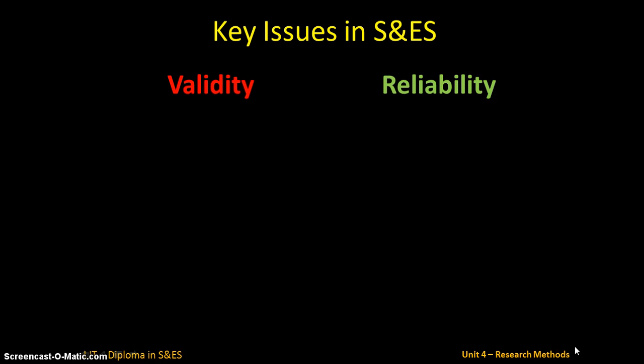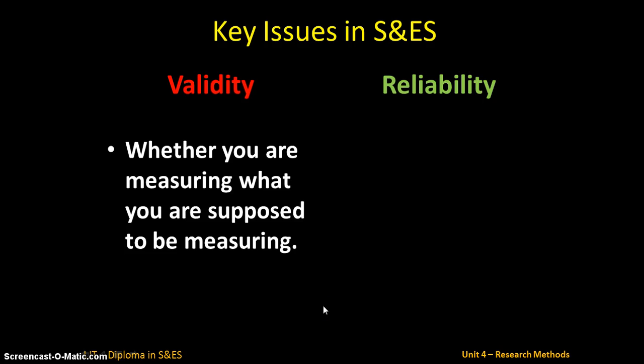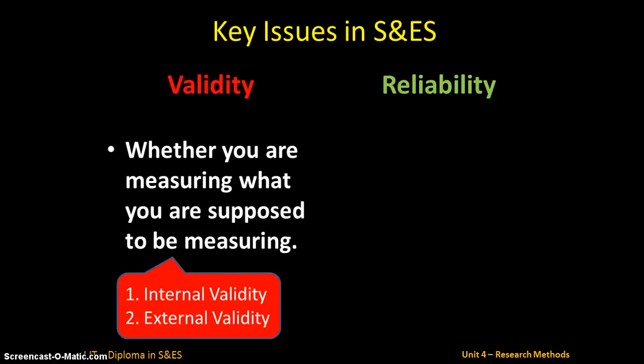So validity and reliability. Let's start with validity. This looks at whether you're measuring what you're supposed to be measuring. So for example, if you were looking at the sit and reach test, it's not a measure of shoulder flexibility, it's a valid measure of hip flexibility or hamstring flexibility. And so you have to look at, does it actually measure what it's supposed to be measuring? And there are 2 types of validity.